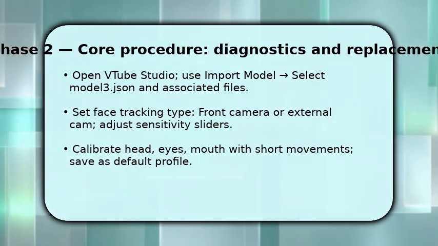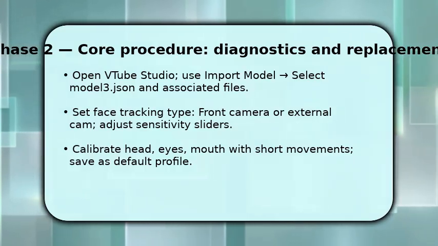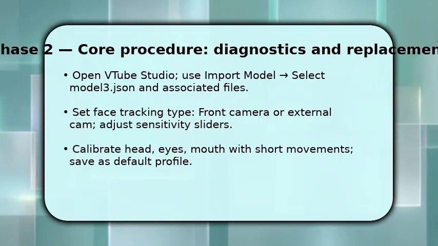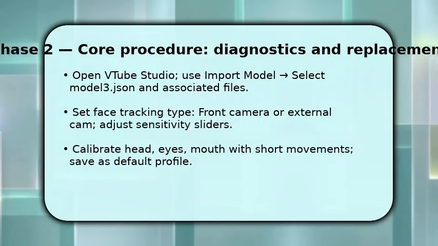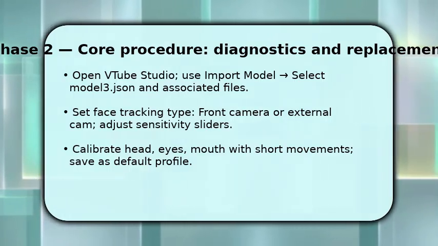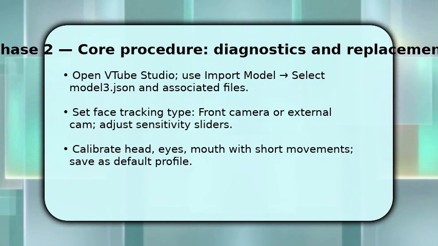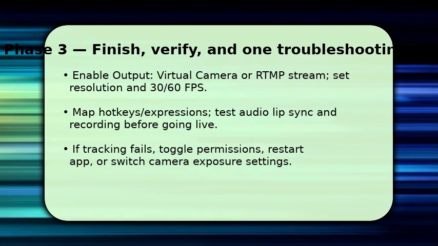Next, choose face tracking via front camera or external USB/OTG camera, then tweak sensitivity and smoothing sliders to balance responsiveness versus jitter. Practice short calibration movements, nod, smile, blink, and save that calibration as a profile so you avoid repeating setup each session. You finish by enabling output and testing everything before a live session.